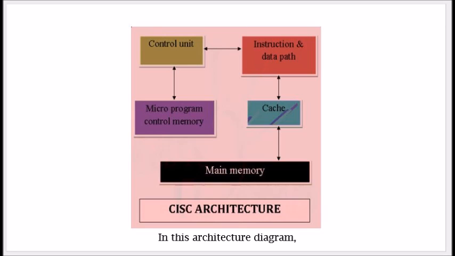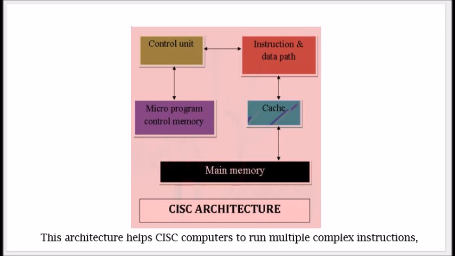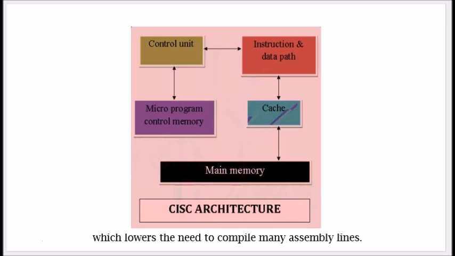In this architecture diagram, you can see there is a microprogram control memory. This memory is used to process the complex instructions, which contain several low-level instructions. This architecture helps CISC computers to run multiple complex instructions, which lowers the need to compile many assembly lines.